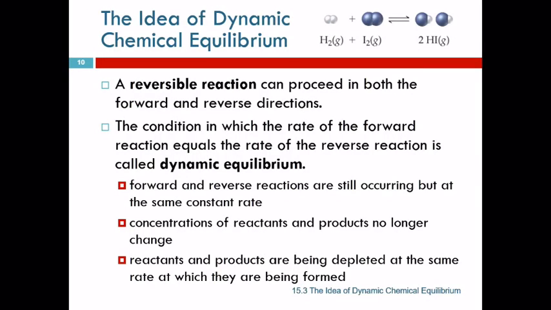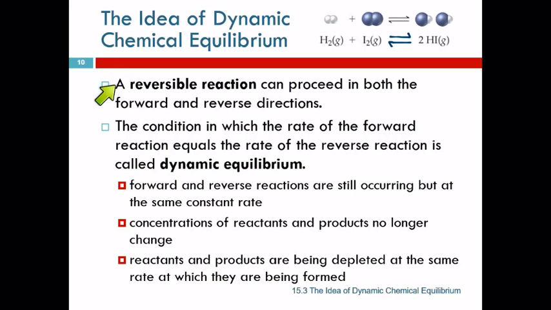So now we're ready to talk about the idea of dynamic chemical equilibrium. This reaction, we've got hydrogen and iodine reacting to form hydrogen iodide. But this arrow is different than the ones we've looked at before. This arrow is pointing in both ways, in both directions. That indicates a reversible reaction.